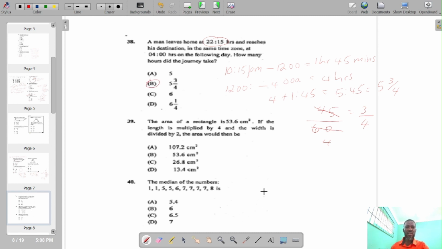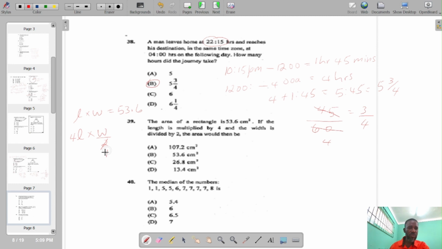The area of a rectangle is 53.6 centimeters squared. If the length is multiplied by 4 and the width is divided by 2, then the area would be... So length times width is equal to 53.6. But then if we multiply the length by 4 and then divide the width by 2, what would that be equal to?